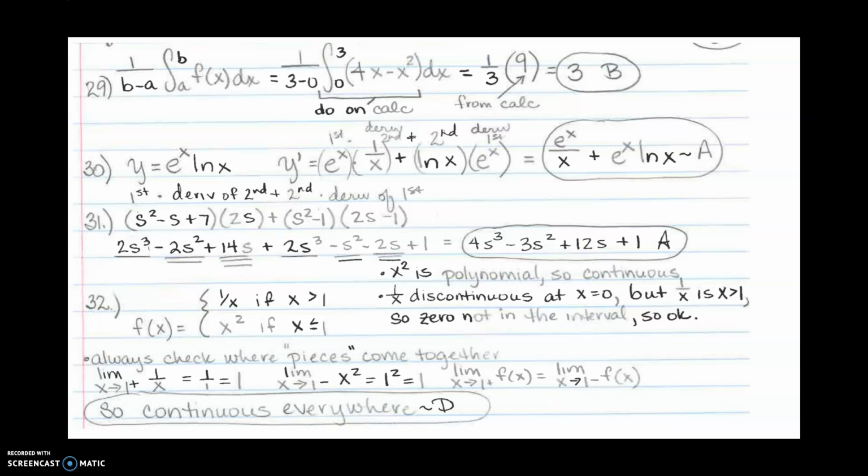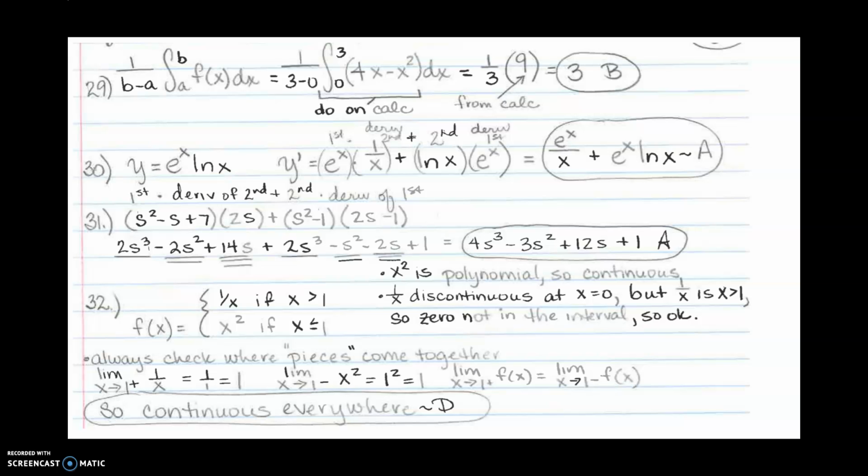Second, does the limit exist? So I need to check the limit from the right and the limit from the left and see if they're the same. So the limit from the right are the values greater than 1. So I'm going to use this top piece, 1 over x. So 1 over 1 would give me 1. And the limit from the left would be the values less than 1, that'd be x squared. So if I do direct substitution, I get 1. So since the limit from the right equals the limit from the left, then yes, the limit exists.